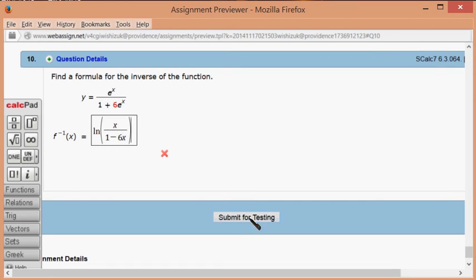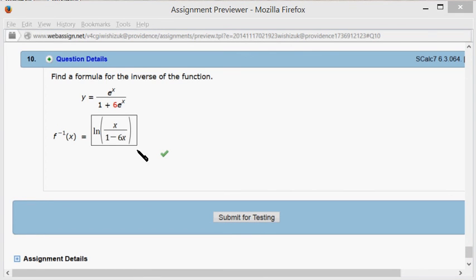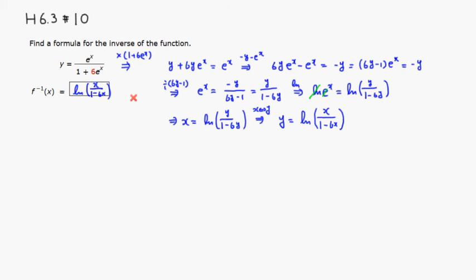Then submit for testing. It came back and looks like we got this one correctly. That's it. I hope that this was clear.